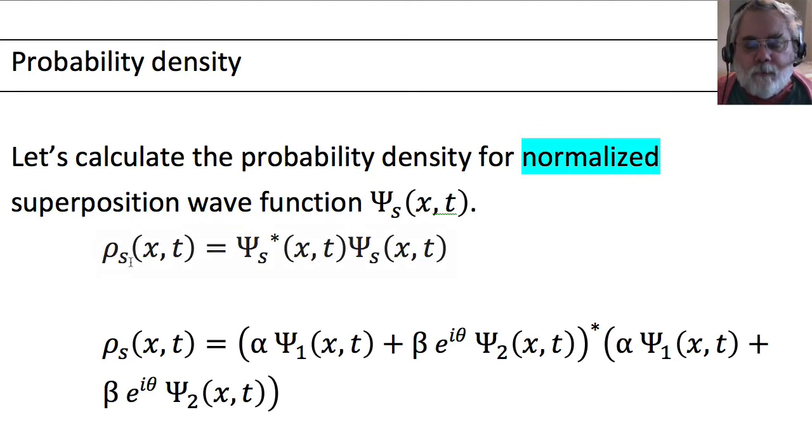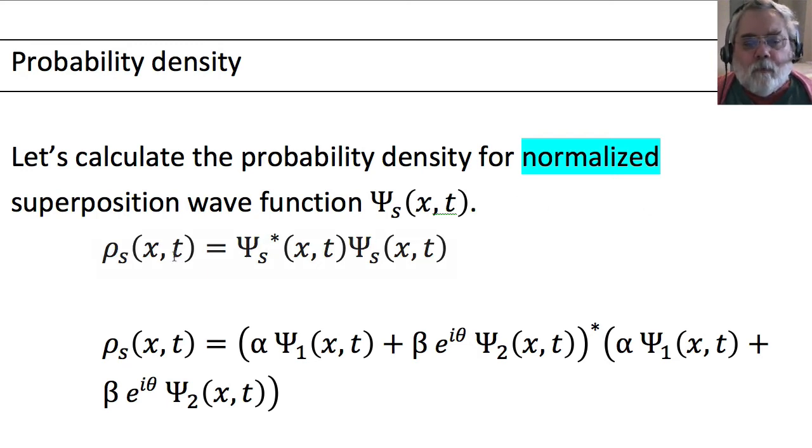We'll call this rho sub s of x and t, and it's psi sub s conjugate times psi sub s. Now, this will be the final lecture that has a lot of math about spatial problems. As such, I want to give you an opportunity to challenge yourself to solve these problems without my help.